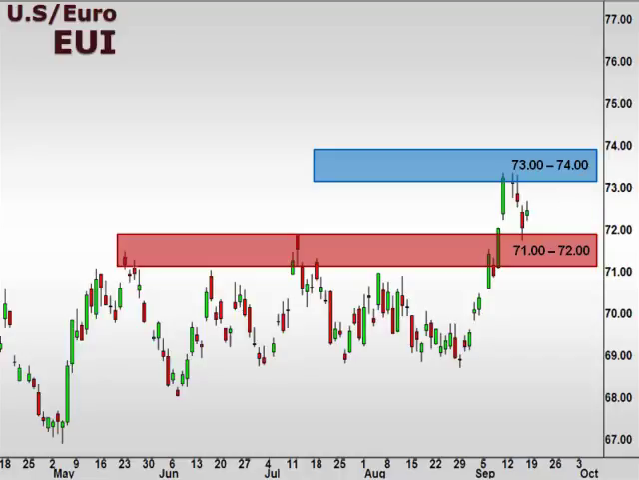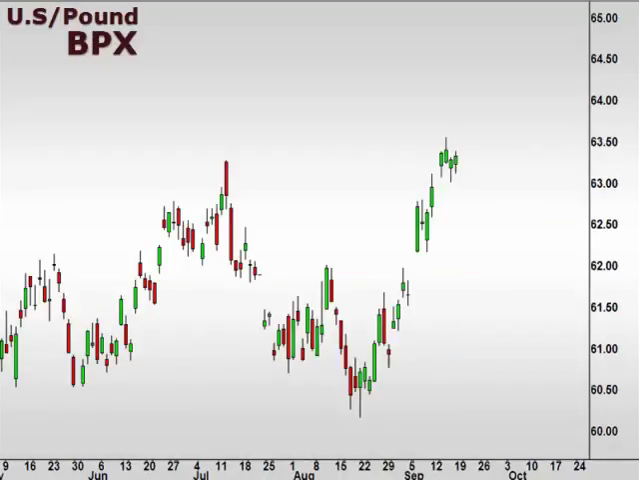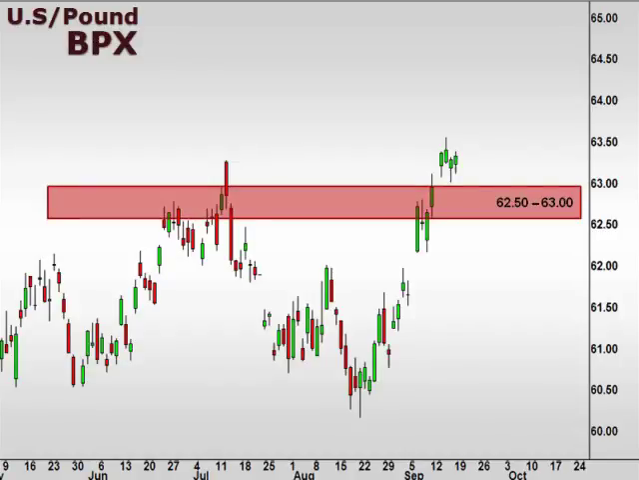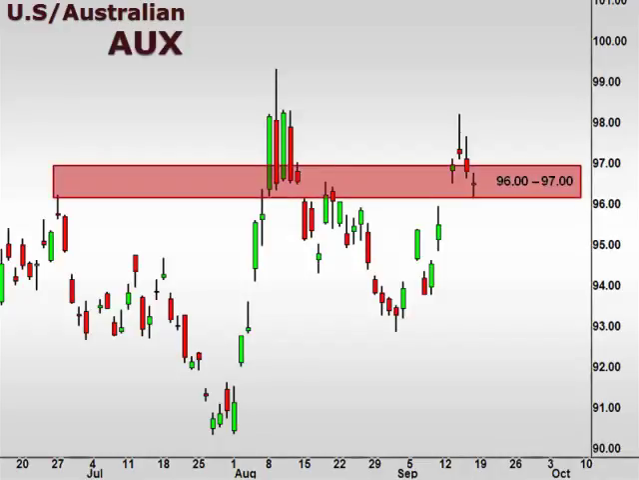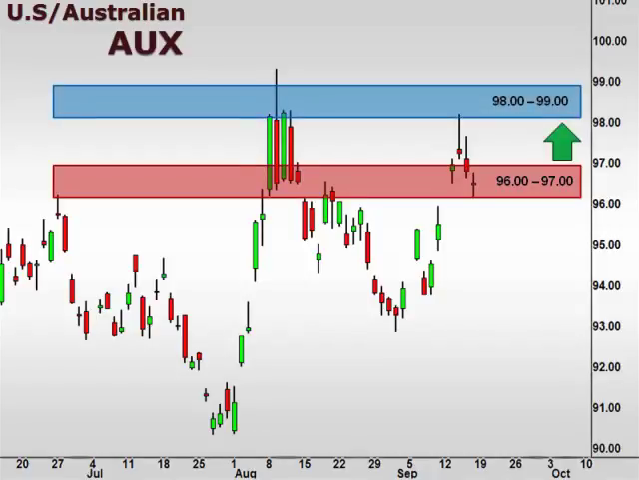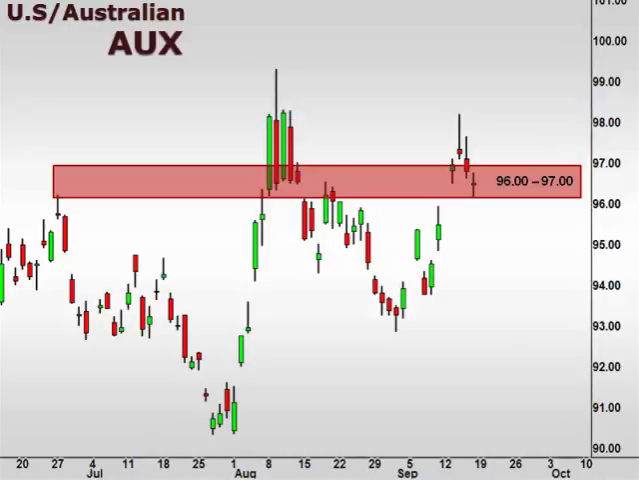Let's take a look at the BPX, the US versus the British pound. Well, the BPX held above the 62.5, 63 support. This lends credibility to a push towards 64, 64.5. Let's take a look at the AUX, the US versus the Australian dollar. Well, the AUX traded as high as 98 before reversing to test support at 96. A bounce here is likely to retest the 98-99 focal zone for resistance.